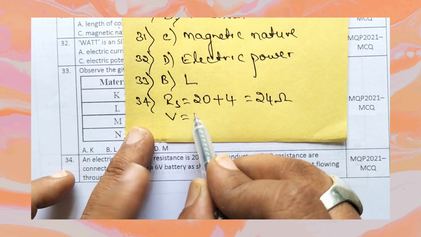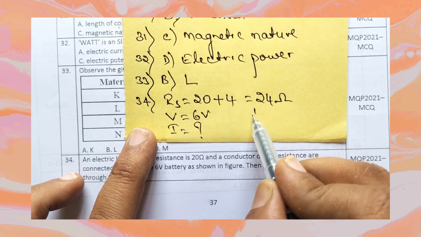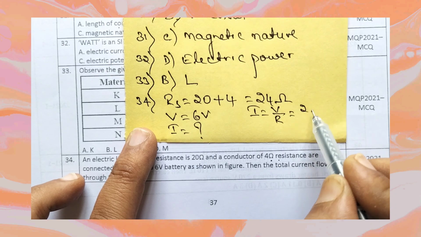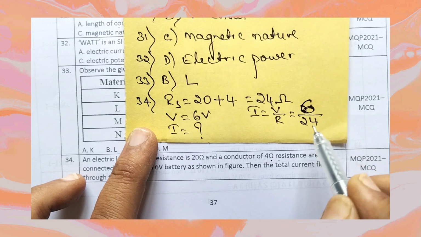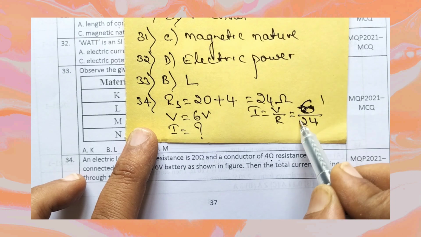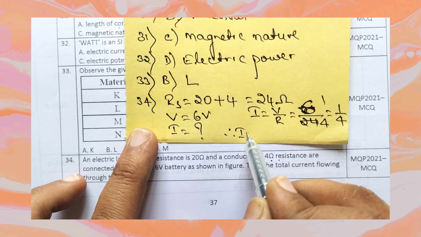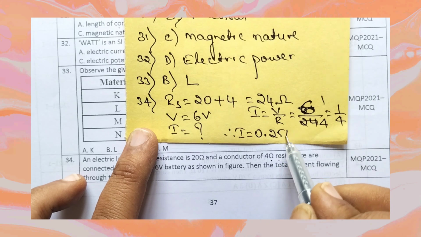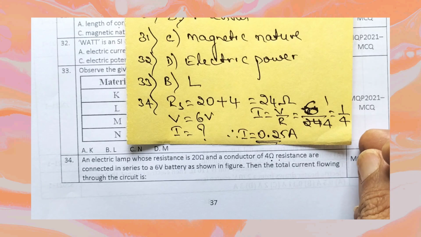Then what is the voltage given? A 6 volt battery is given. So current is equal to question mark. According to Ohm's law, I is equal to V by R, that is 6 divided by 24. V is 6 volts, R is 24 ohm, 6 ones are 6, 6 fours are 24, that is equal to 1 by 4. Therefore the current that flows through the circuit is 1 by 4, equal to 0.25 ampere.